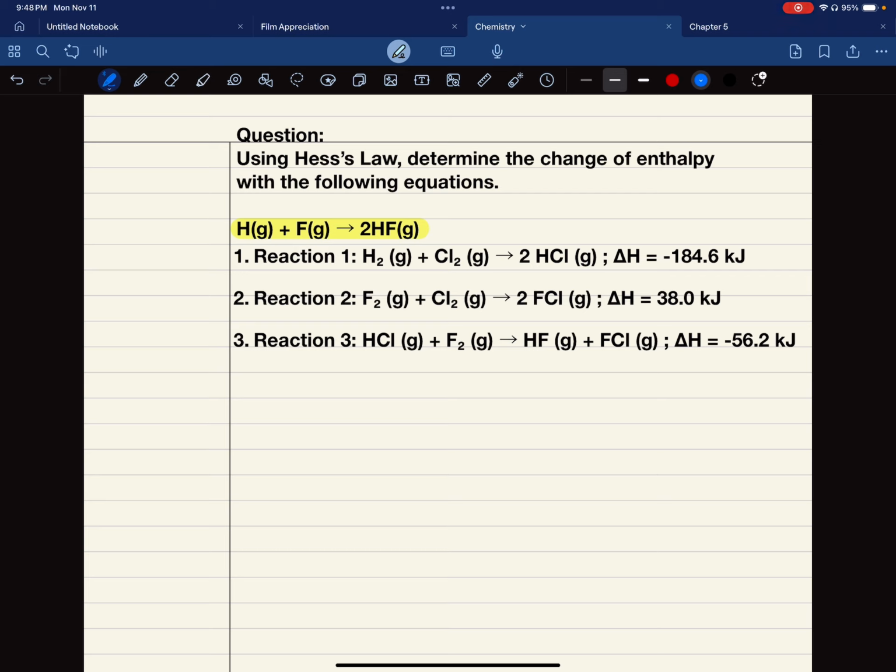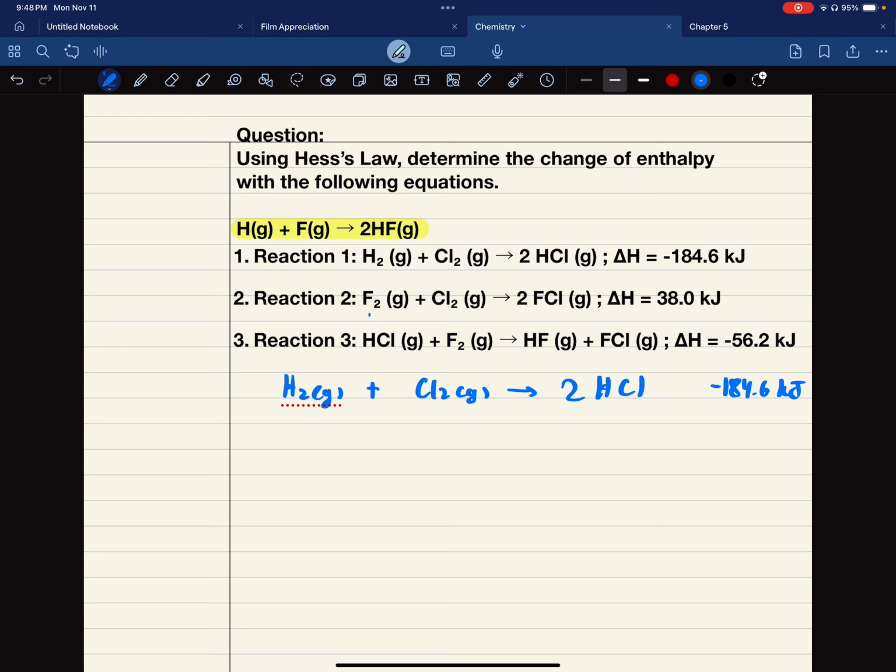So let's do that. For the first one, we don't need to change anything, so we can just have it as H2(g) plus Cl2(g) that gives us 2HCl. And the enthalpy is negative 184.6 kilojoules.